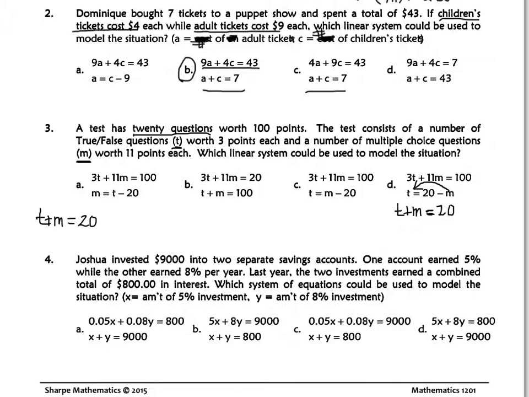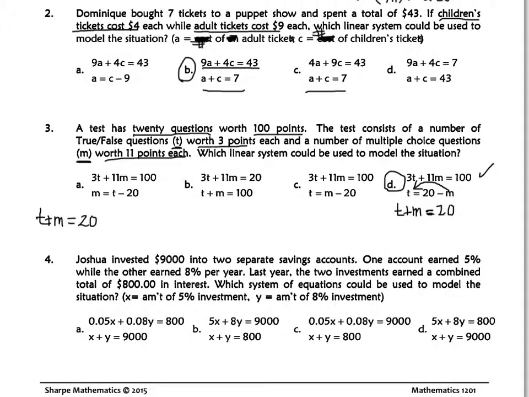But we'll just check to make sure that the first equation is right. So it tells you that the true-false questions are worth 3 points each, and the multiple choice questions are worth 11 points each. So that means that 3 times T plus 11 times M should add up to the total of 100 points. So the equation 3T plus 11M equals 100 is the other equation that's in that example for D. So D would be our correct system.